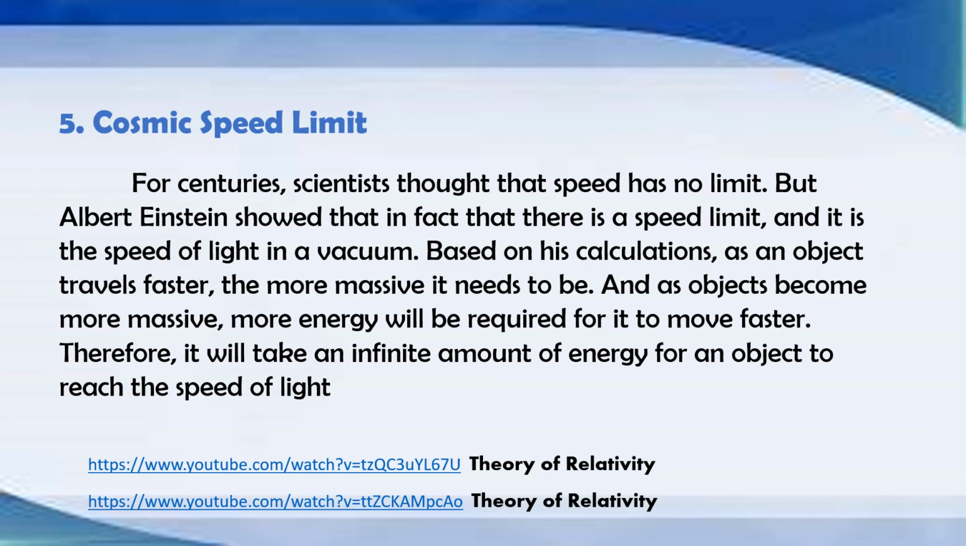Okay. Now we have the cosmic speed limit. For centuries, scientists thought that speed has no limit. But Albert Einstein showed that in fact there is a speed limit, and it is the speed of light in a vacuum. Based on his calculations, as an object travels faster, the more massive it becomes, and as objects become more massive, more energy will be required for it to move faster. Therefore, it will take an infinite amount of energy for an object to reach the speed of light.